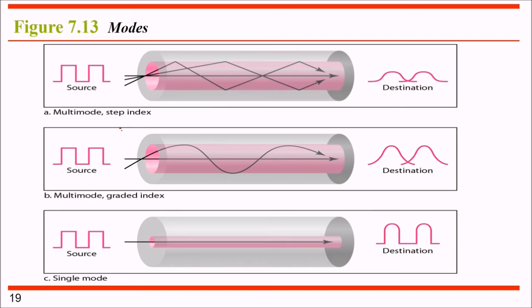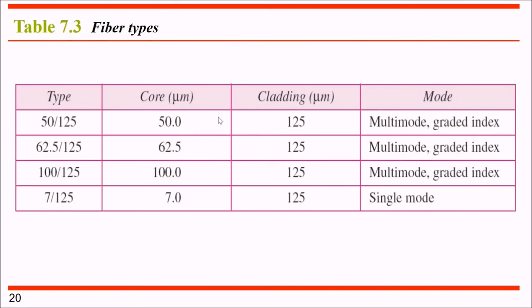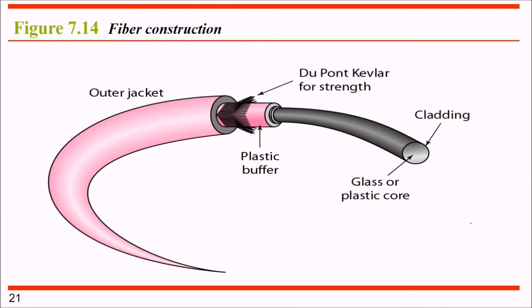This is the multi-mode step index. This is the source. This is how it reaches the destination. This is the source with multi-mode graded index, as you can see, and the single mode, only single mode. This is how it reaches the destination. So fiber types are of these types: multi-mode, multi-mode graded, or single mode. In this we see the types are 50/125, 62.5/125, 100/125, and 7/125. So these are the core values, and these are the claddings.